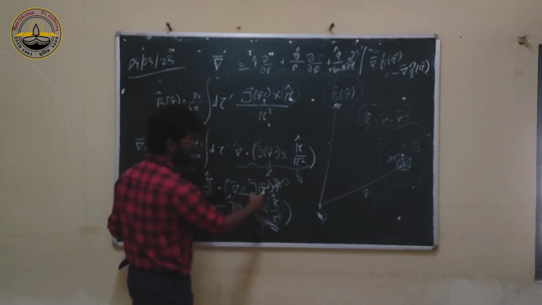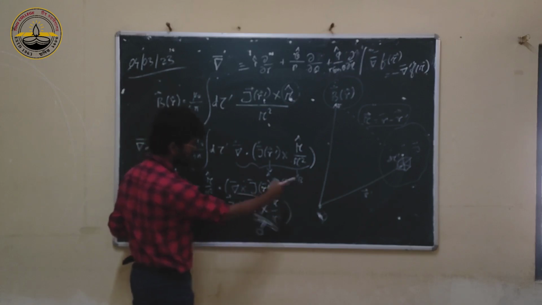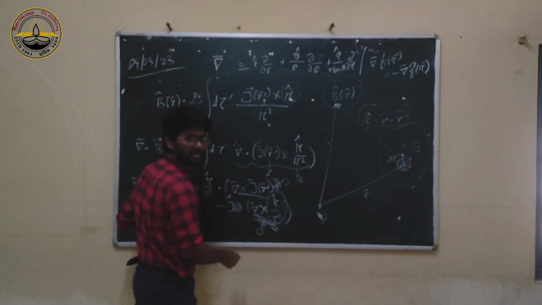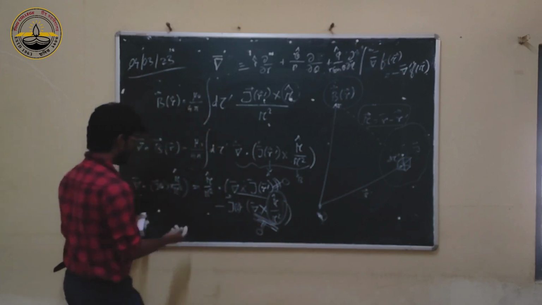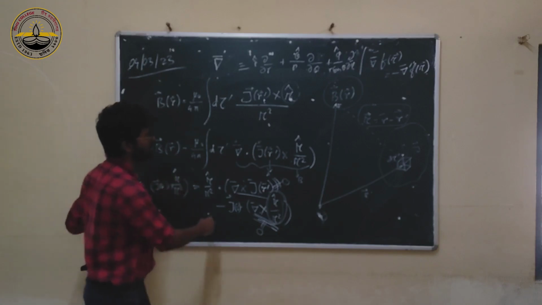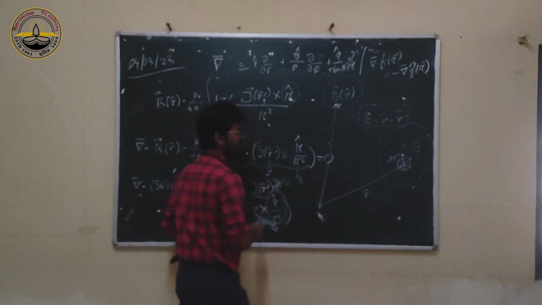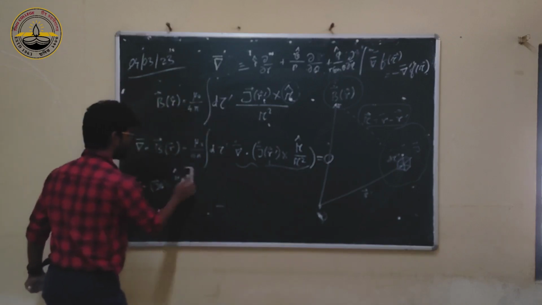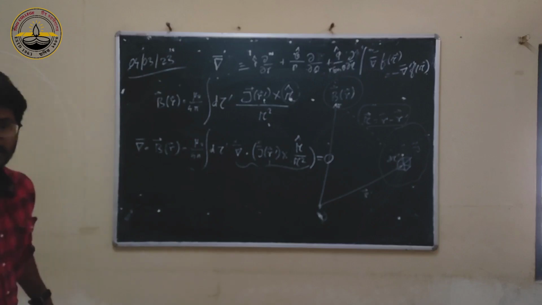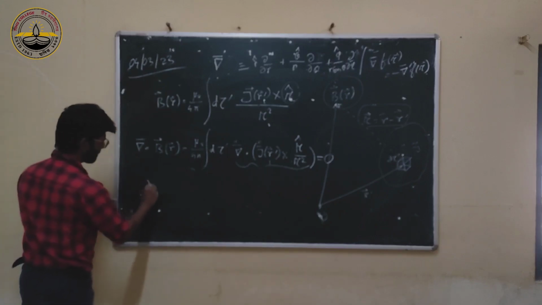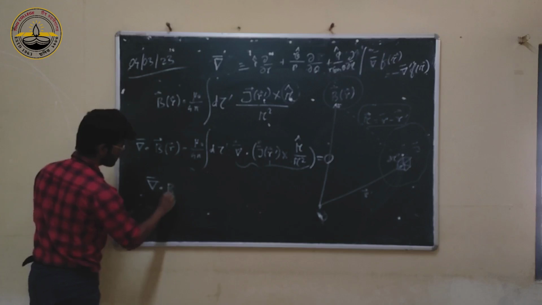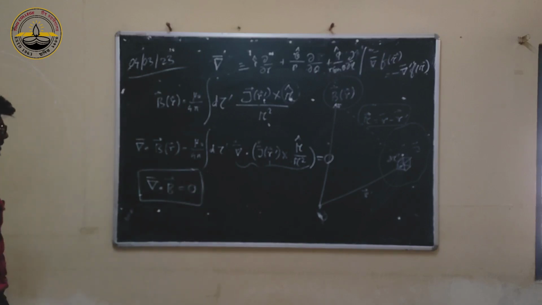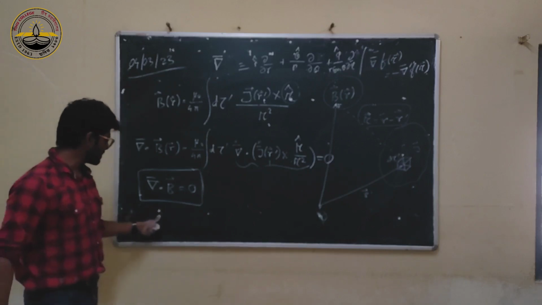So this is 0 because this is on r and this is r prime, and this is 0 because this vector has no rotation. So the curl of this vector is 0. That means del dot B is identically 0. Divergence of magnetic field is 0. This has an interesting physical meaning.